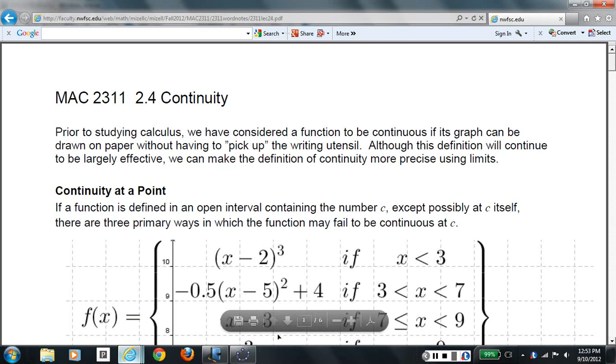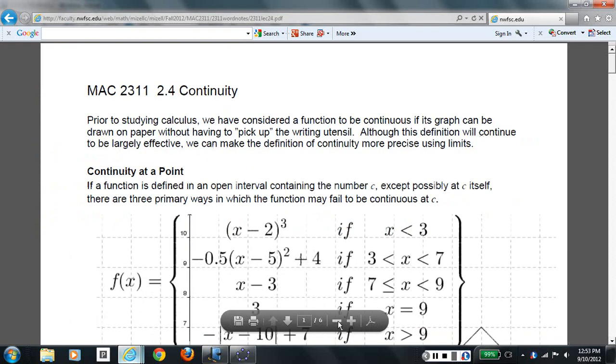All right, maybe I should zoom out just a little bit. This first function that we look at is kind of a piecewise defined function on steroids. It's basically defined for the purpose of indicating three primary ways. There's another way involving a vertical asymptote that's not mentioned here. These are the three common ways that a function can fail to be continuous at a point.